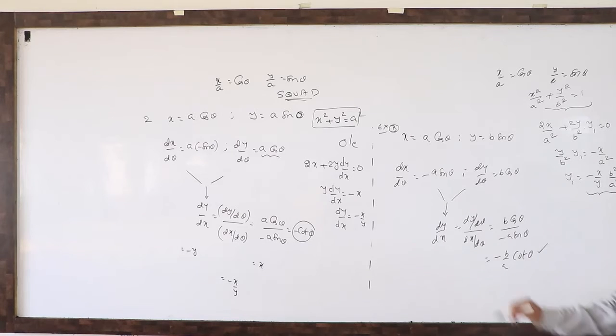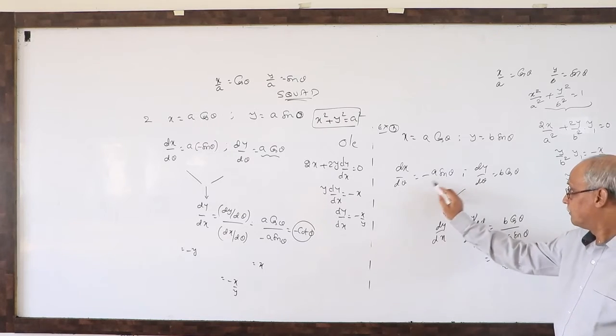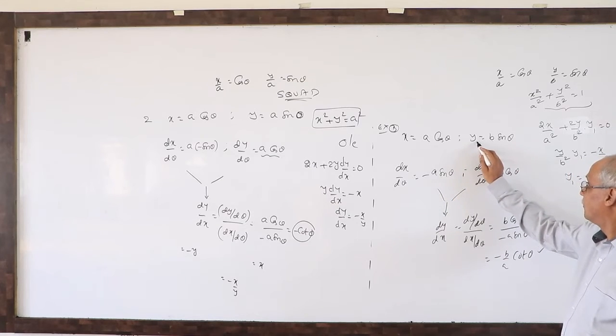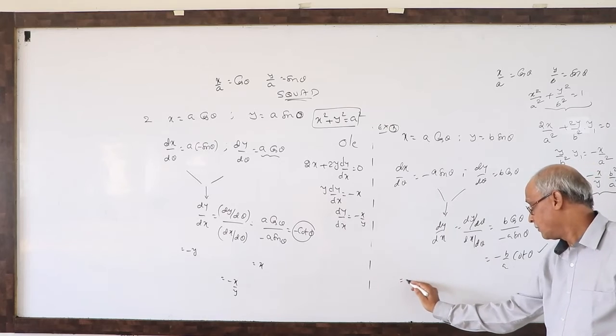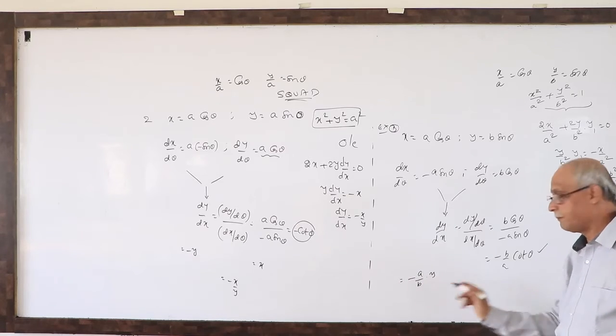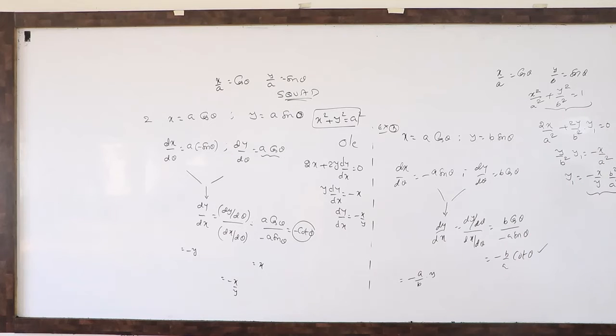Now you see. You got the answer here, minus a sin theta. What is the sin theta value? y by b. Minus a by b into y. What is dy by d theta? b cos theta. What is the cos theta value? x by a.